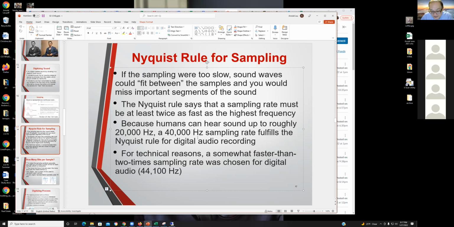You just have to say, okay, what's the high end you have to go for, and then you multiply it by 2, right? Most of the time they're talking about humans, so it's 20,000 hertz at the high end times 2 for 40,000 sampling, okay?